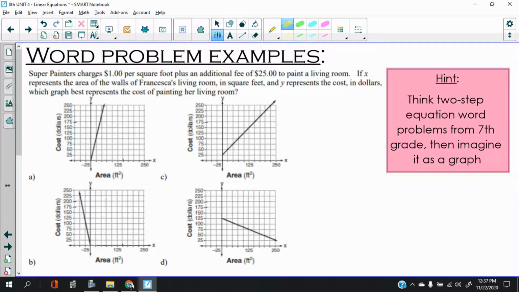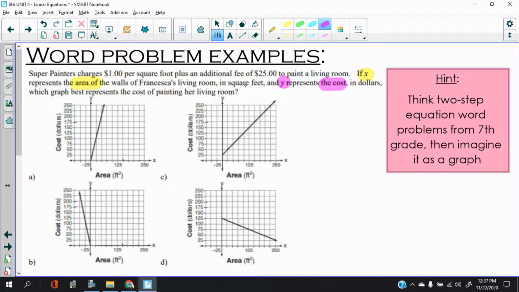Okay, all right. So number one, there are two questions here. Super Painters charges $1 per square foot plus an additional fee of $25 to paint a living room. If X represents the area of the walls of Francesca's living room in square feet, and Y represents the cost in dollars, which graph best represents the cost of a living room? See how I color coded that, right?